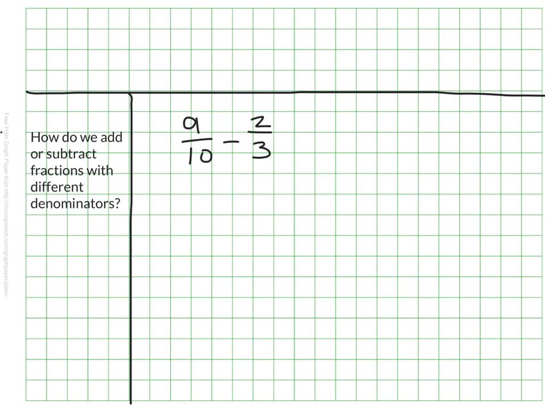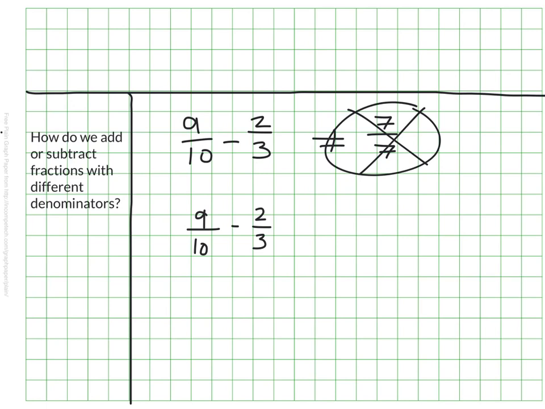So again, here's what I see a lot of students do. I'm putting a not equal sign here. 9 minus 2 is 7, so sometimes people just put 7, and then 10 minus 3 is also 7, so they think this is their answer. This, of course, is not correct. They haven't taken into account that they have different denominators.